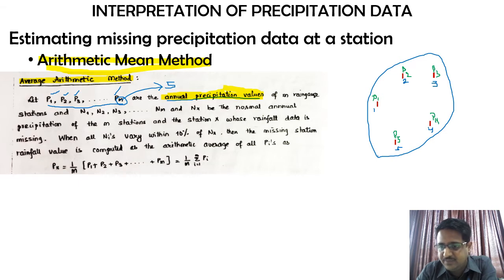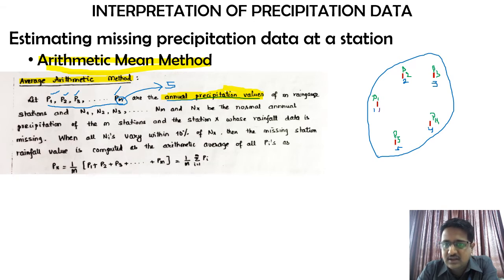So if I consider any one particular year, the rainfall data for that entire year will be represented by this P1, P2, P3 and so on. All these values over here are going to give you the values of the annual precipitation. Now, what are N, N1, N2, N3 up till Nm? What these N's are representing, if I need to write it down.